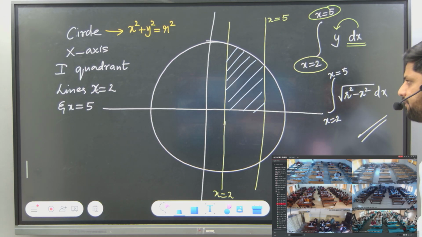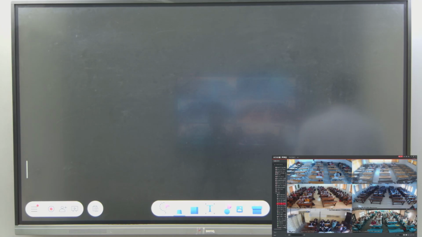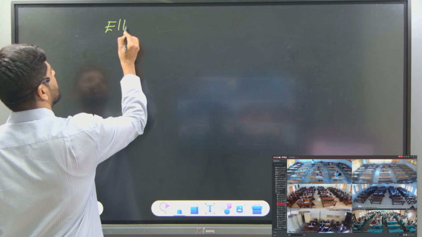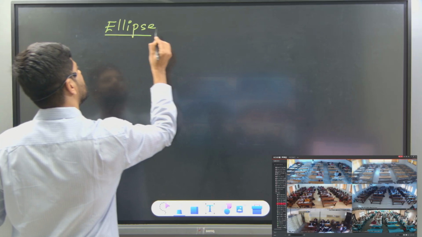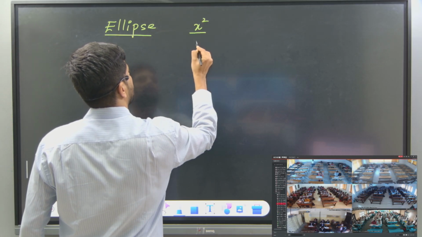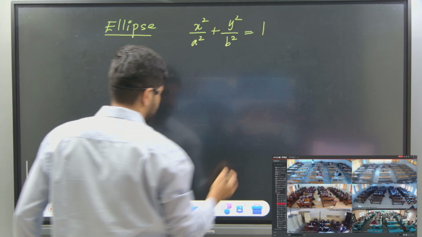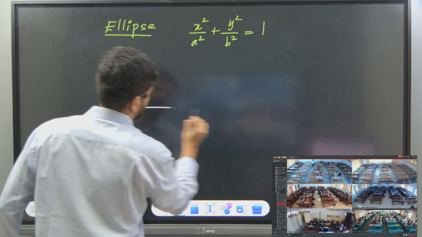Many problems have a direct formula. Let us start with what the formulas are. The first one is going to be area of an ellipse. I'll start with ellipse only. Anyone knows what is the equation of an ellipse? Very good. X square by a square plus y square by b square is equal to 1. What about a and b?